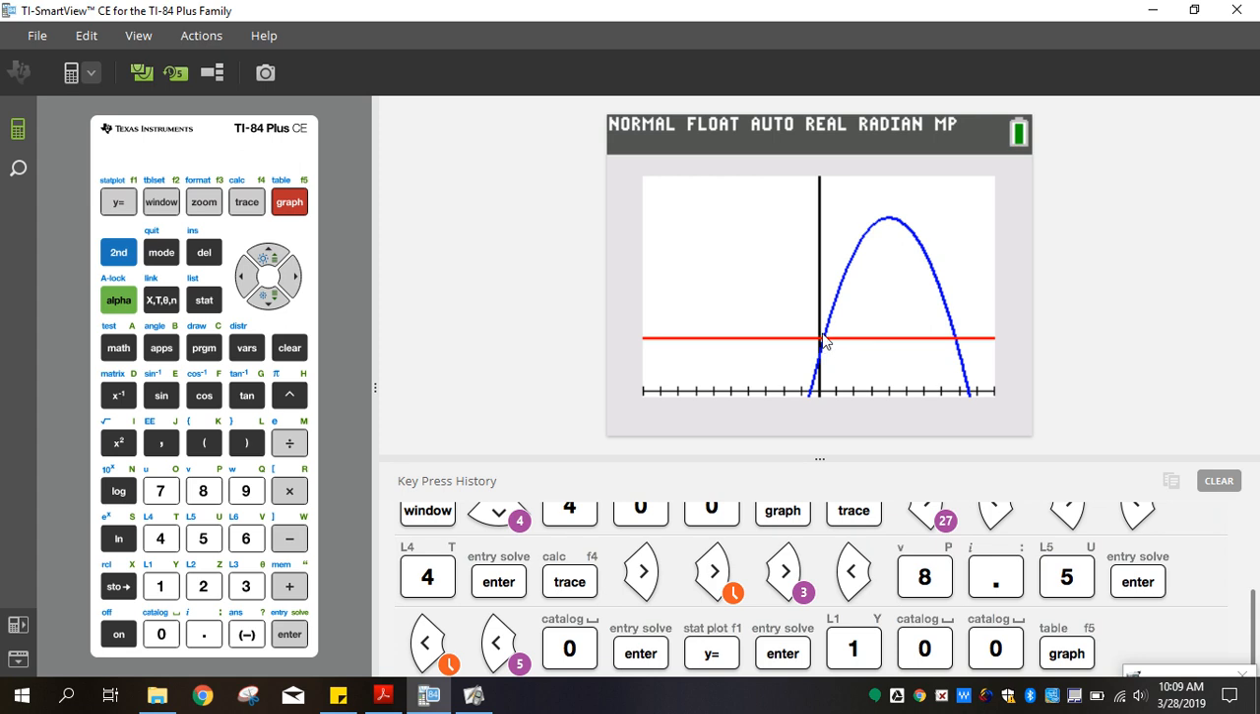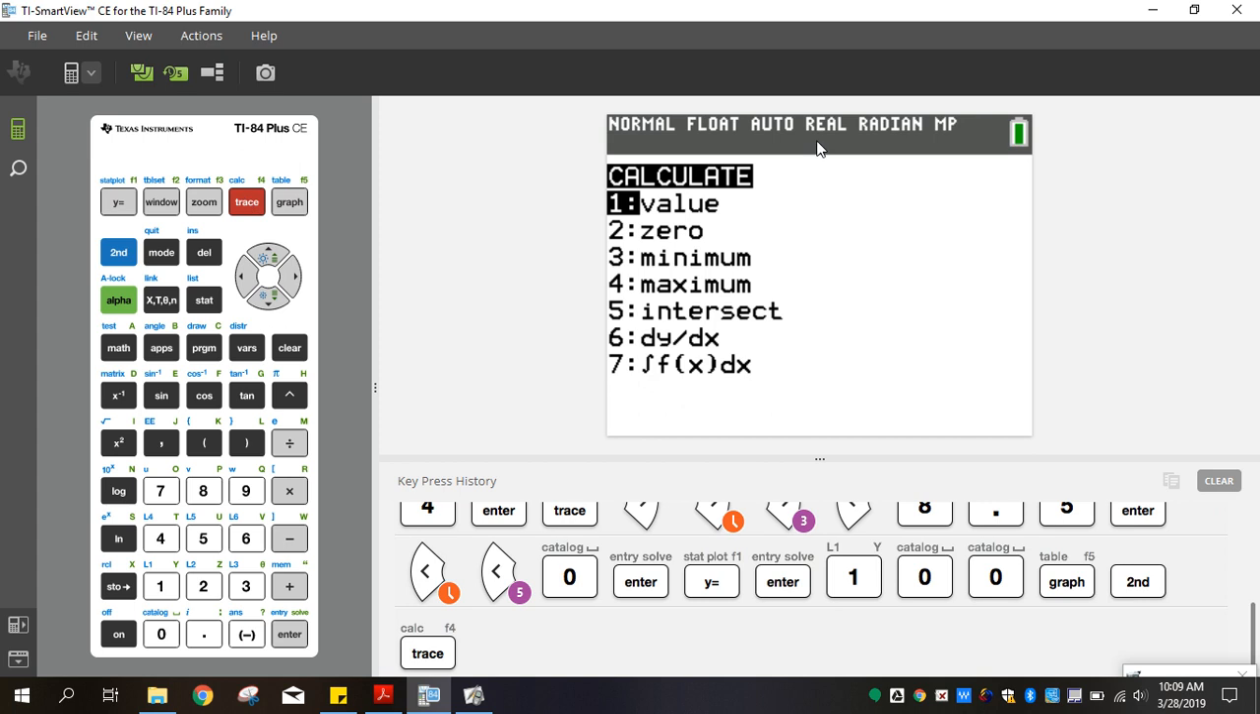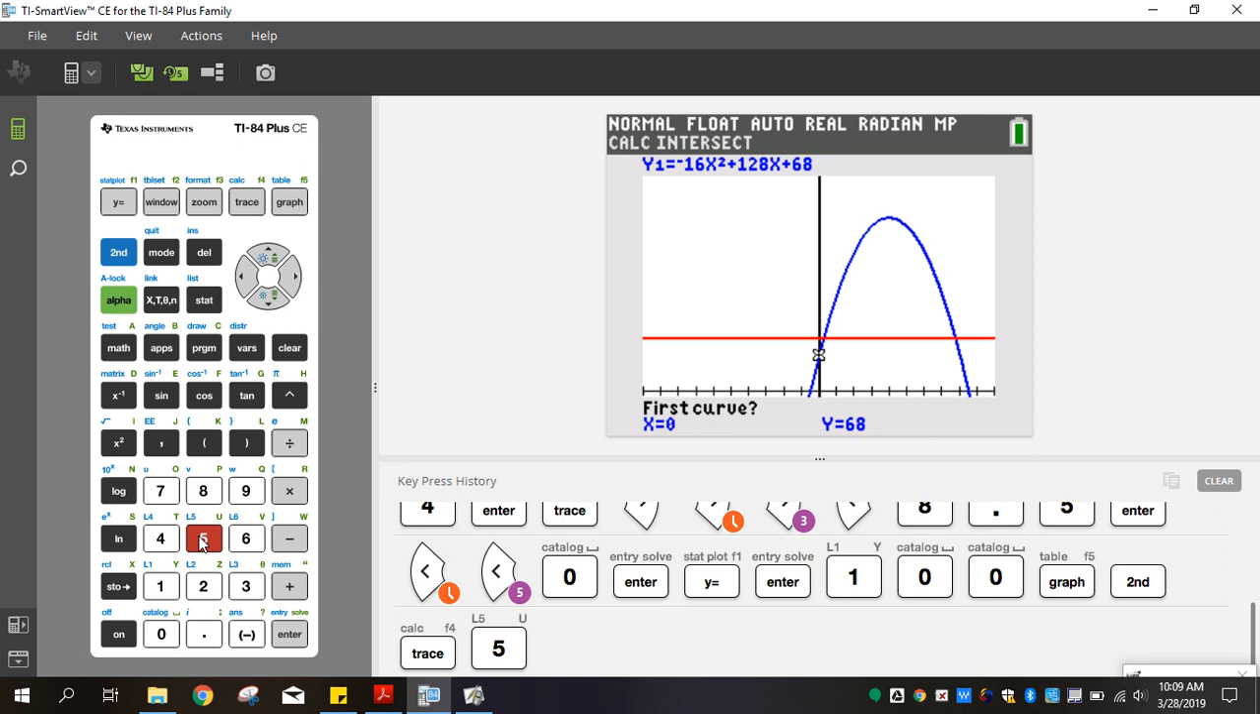So the way I can figure out their intersection is I'm going to use the calculate menu of my calculator. So I'd go to second, trace, and I get the calculate menu. And I want to calculate an intersection, so that's number 5. So press 5. It's going to ask 3 questions. First curve, second curve, guess. First curve means make sure your cursor's on one of the curves. It is, so press enter. It should jump to the other line, and it did. That's my second curve, so I press enter.